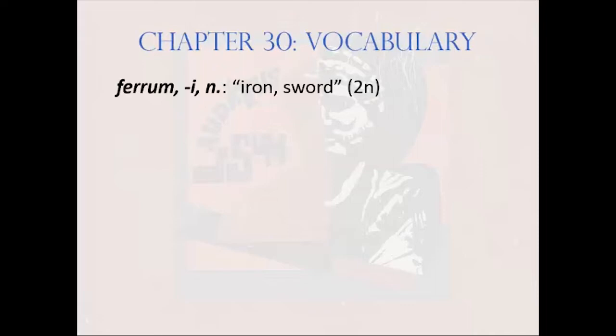Like the vocabulary for Chapter 30. The first word is ferrum, ferri, neuter, meaning iron or sword, a second declension neuter noun. Ferrum has no plural, so if you want to say swords in Latin, you have to use another word, such as gladius, ensis, machaira, pugio, or sica. The Romans liked words for pointy things, and all those can be pluralized.